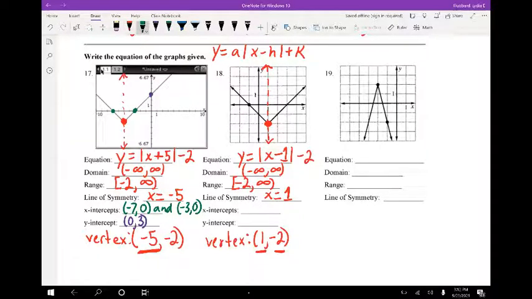Finally, we'll do our x-intercepts, which we have 1 here and 1 here, because that's where our graph is crossing the x-axis. So that's happening at negative 1, 0 and 3, 0. And then we'll do our y-intercept, which is crossing right here, and that's happening at 0, negative 1.